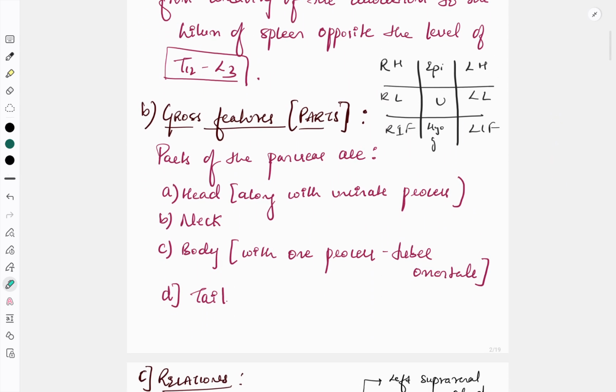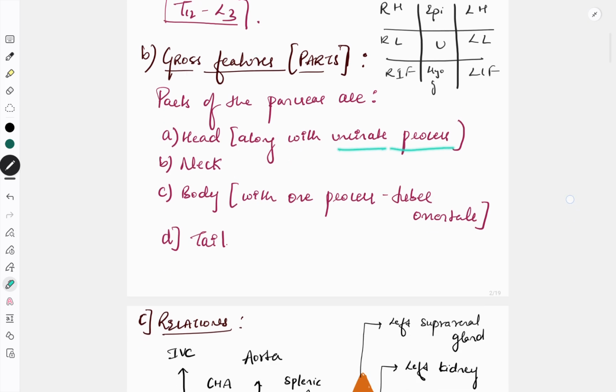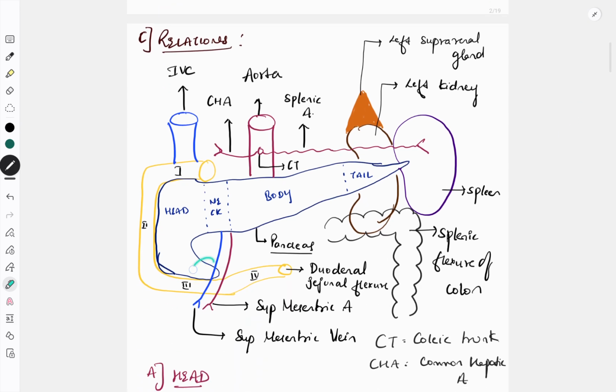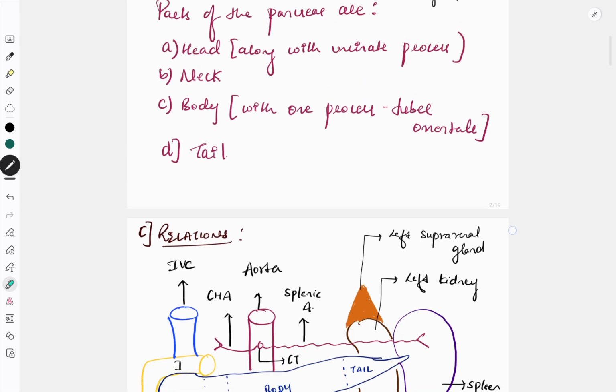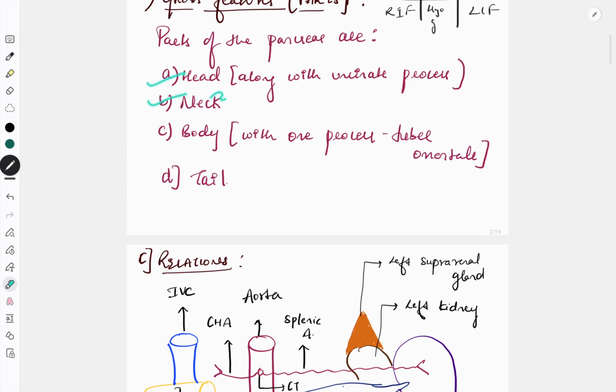Moving on to the gross features. Coming to the parts of the pancreas, it has 4 parts. The head is considered along with the uncinate process. So what is the uncinate process? In this rough diagram, this part of the pancreas is known as the uncinate process. The next part is the head, and the next part is the neck. It connects the head as well as the body. The next part is the body. This is usually the largest part of the pancreas, and it has one process, that is the tuber omentale. The next part is the tail.